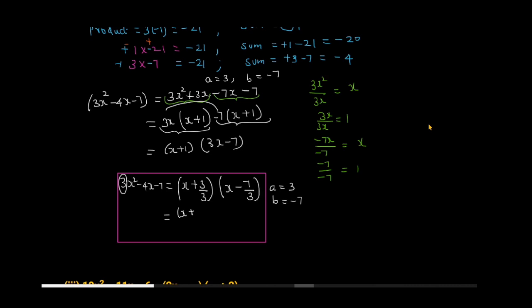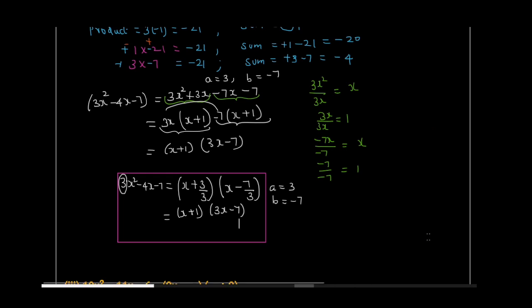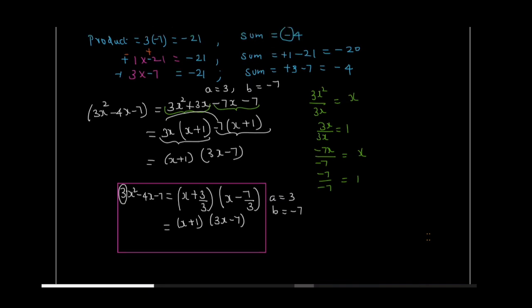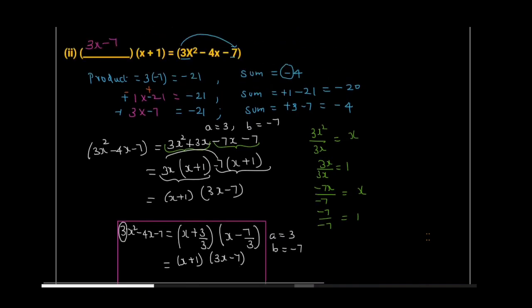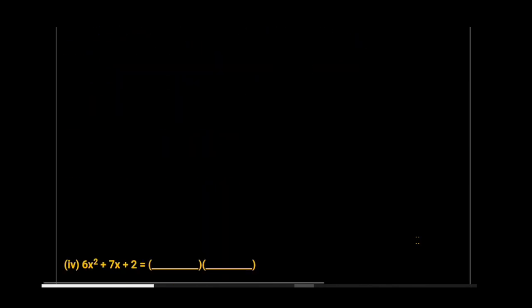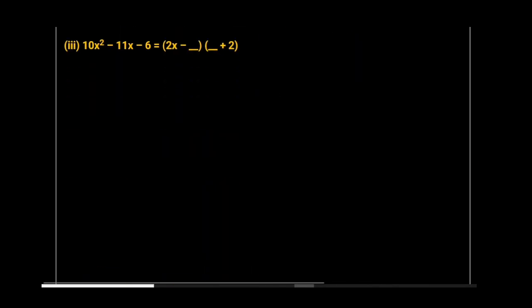Then x plus 1. Then take LCM, this is nothing but 3x minus 7. So like this also you can find the factors, either splitting the middle term or dividing like this. Let's see the next question.